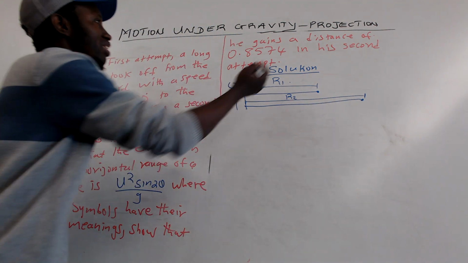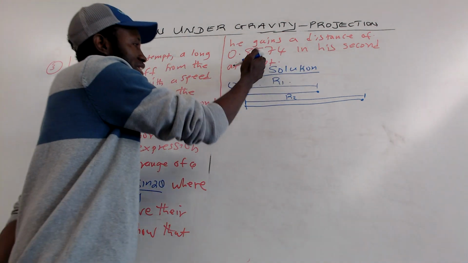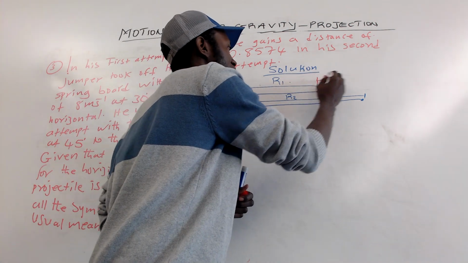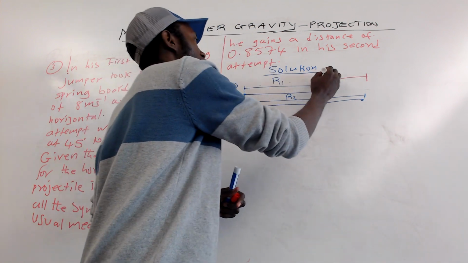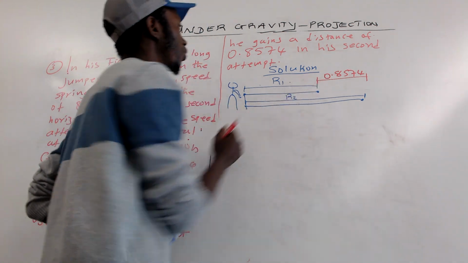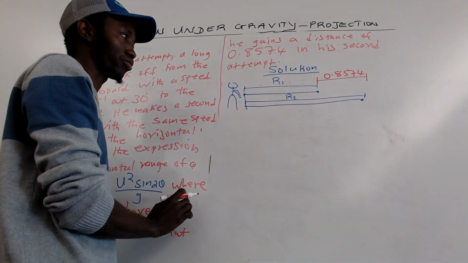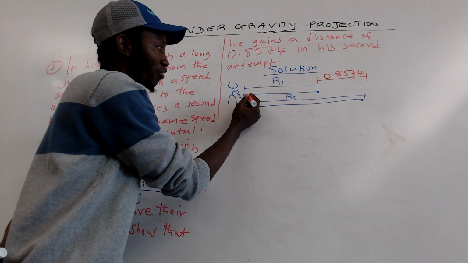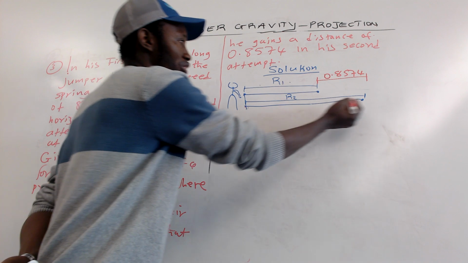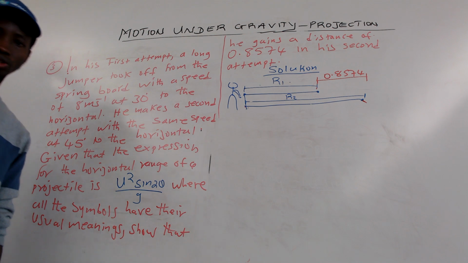What is the distance he gains? We are required to show that the remaining distance, the difference between the first distance and the second distance, is what is given as 0.8574. You see, this is the distance he gains, 0.8574. We are required to show that the distance he gained on this second attempt is 0.8574. That means we need to find the first distance, R1, and also the second distance, R2. So this second distance, R2, minus the first distance, R1, is going to give us this. This is exactly what the question is trying to say.